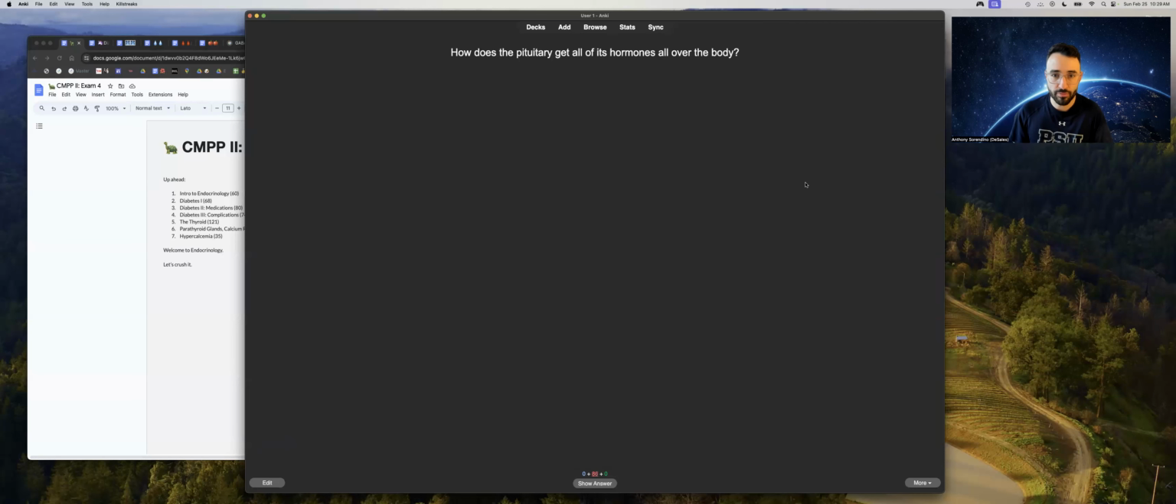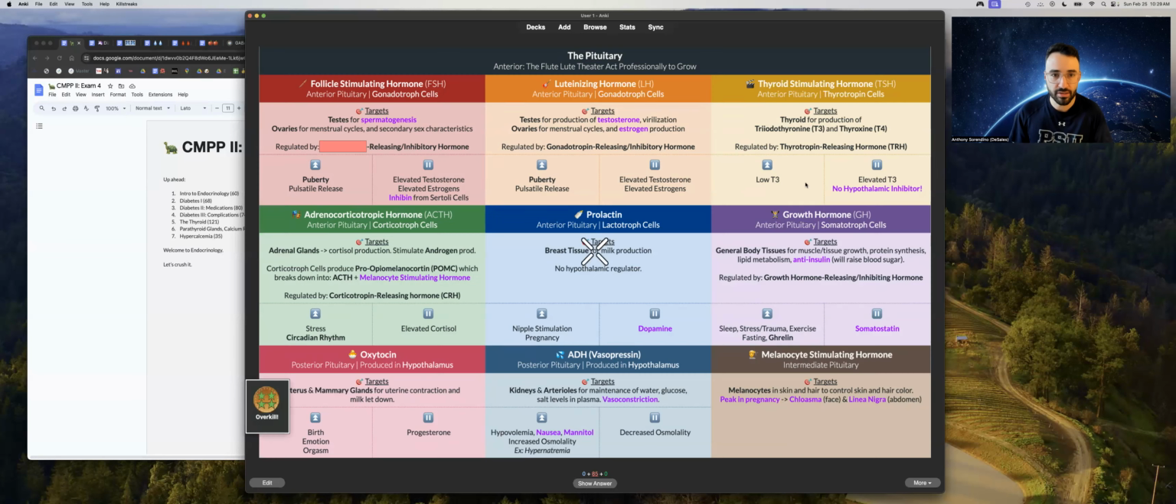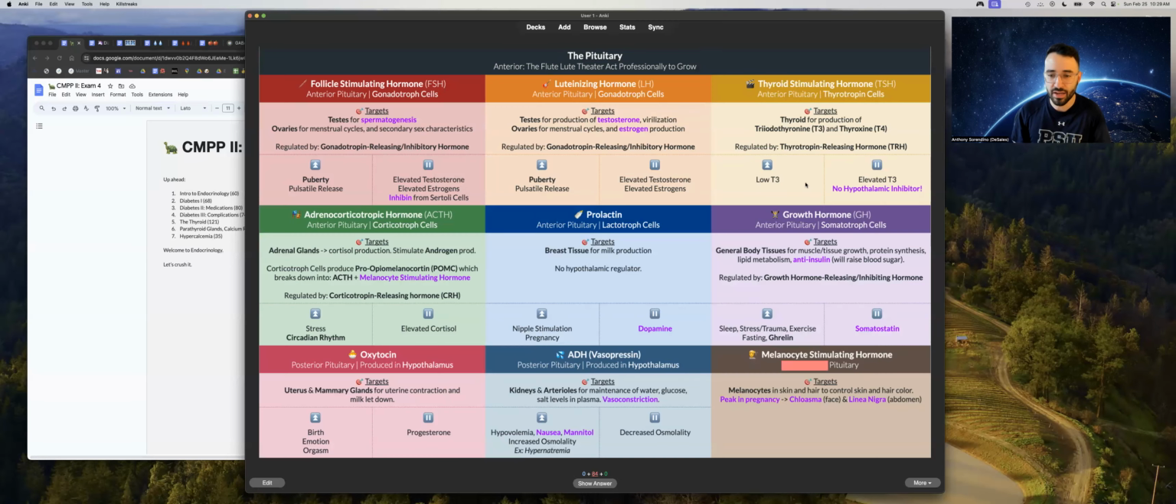How does the pituitary get all of its hormones all over the body? Venous drainage to the sinuses and jugular vein, cavernous sinuses. We'll take it. Regulated by gonadotropin-releasing hormones. Primary issue with the gland itself, target organ. That's kind of what I meant, but we got to redo that.